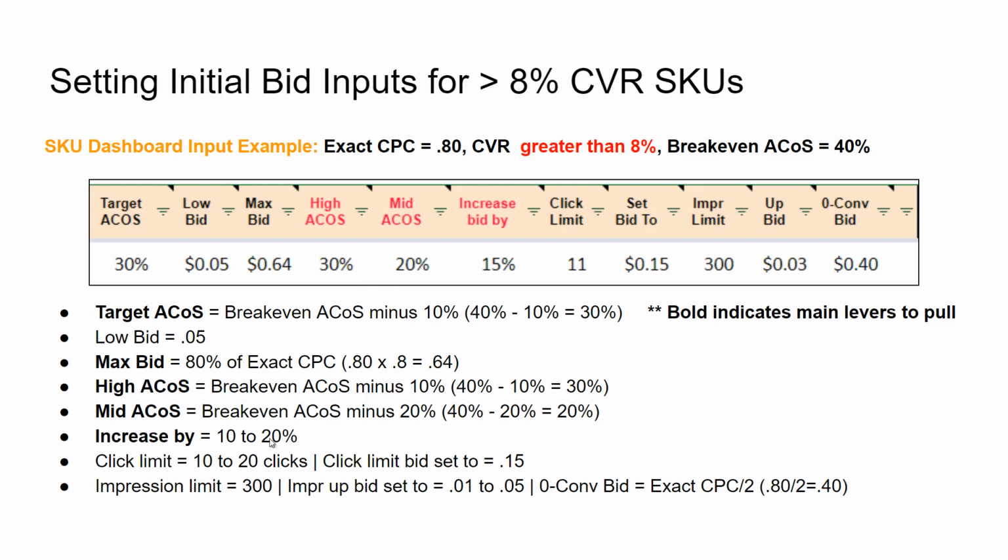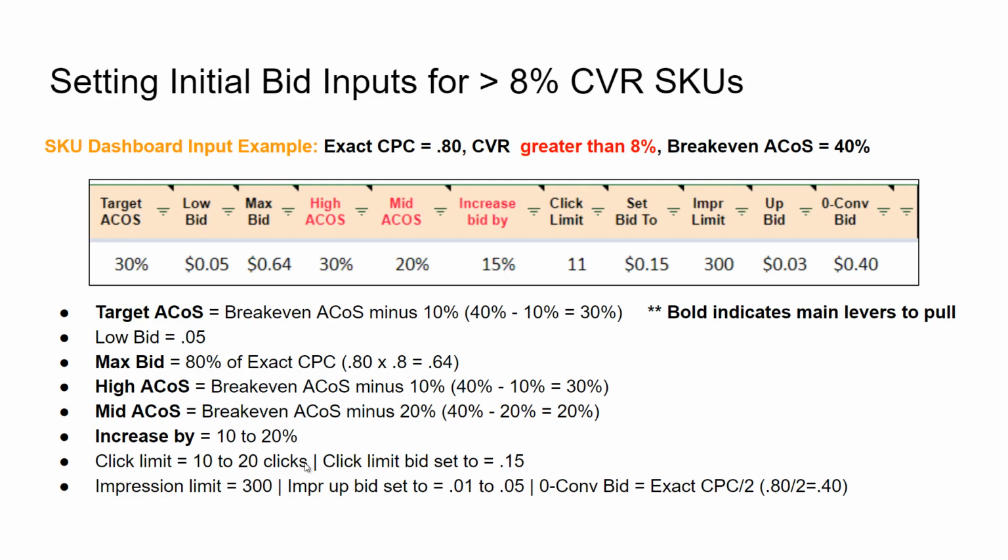Increase bid by 10 to 20%. This is taking into account this 15% here. That's just a good average we recommend starting with. But that's going to be for the Apex bid algorithm. It actually takes anything between like 0 ACoS up to your mid ACoS threshold. It's going to take your cost per click and then increase that by 15%. So that's what that means.